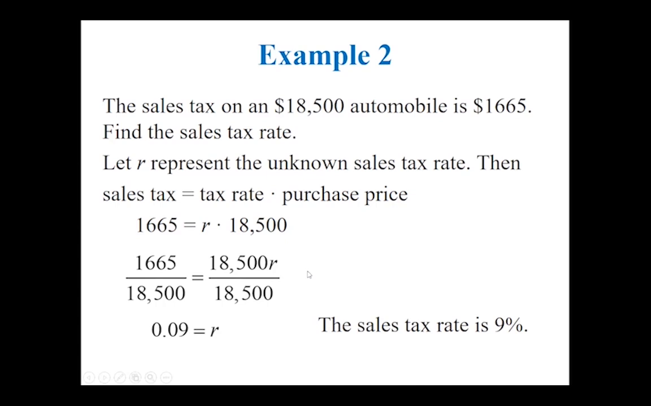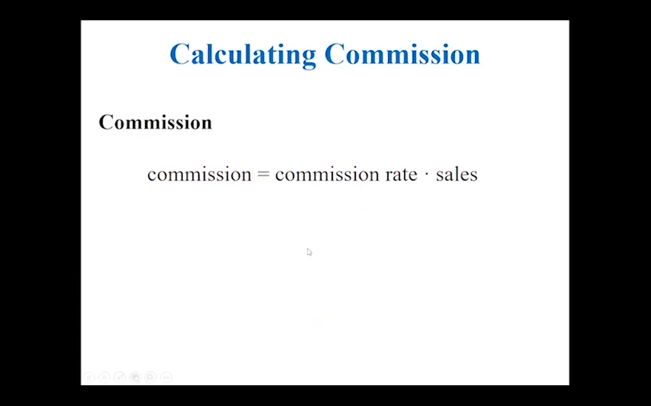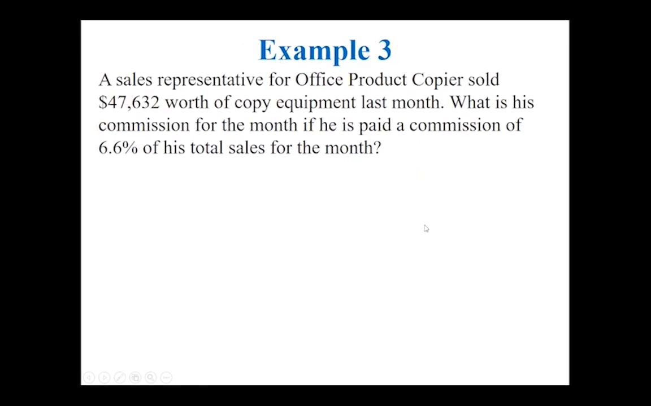Maybe you've had a job that uses commission, or maybe you're just familiar with how commission works. The commission on a sale equals your commission rate times the amount of your sales. A sales representative for Office Product Copier sold $47,632 worth of copy equipment last month. What is his commission for the month if he's paid a commission of 6.6% of his total sales for the month?